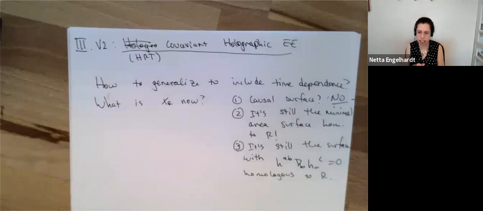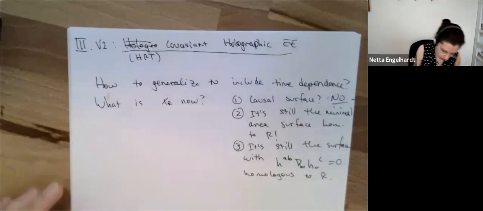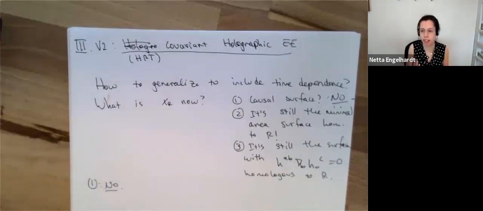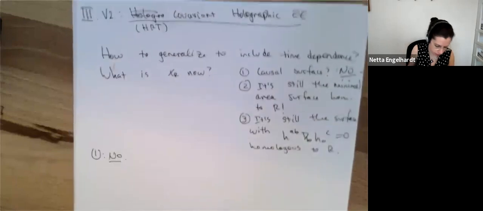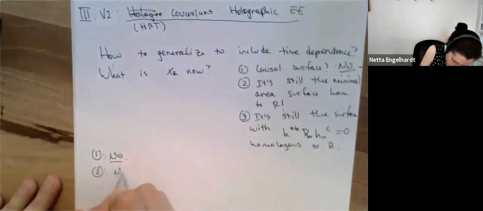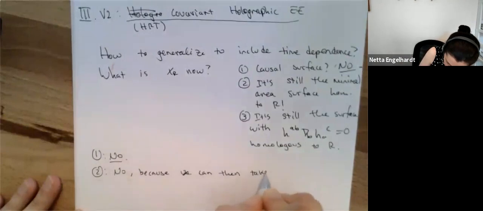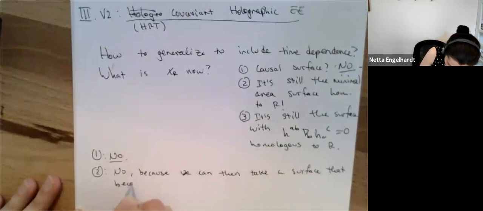And we're pretty sure that it is not the case that the von Neumann entropy of every interval is 0. So 1, we already know that's a no. Even from Ryu-Takayanagi, we know there are cases where the causal surface is not the same as the Ryu-Takayanagi surface. So it's certainly not going to be the case when we include dynamics. 2, also no, because we can take a surface that becomes null and has 0 area.